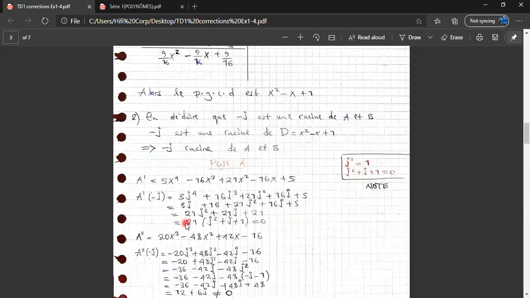You continue, and you only stop when negative j is not a root of the differentiated polynomial. You differentiate this. 4 times 5 gives us 20, the power minus 1 to be 3. 3 times negative 16 gives us negative 48, the power minus 1 to be x squared. 2 times 21 is 42, with the power x. Then this is negative 16. This becomes 0. Rules of differentiation.